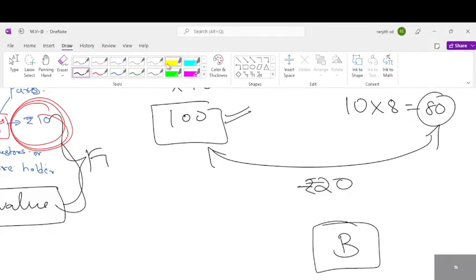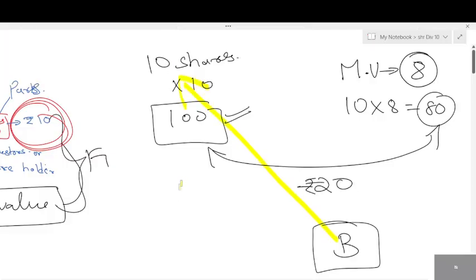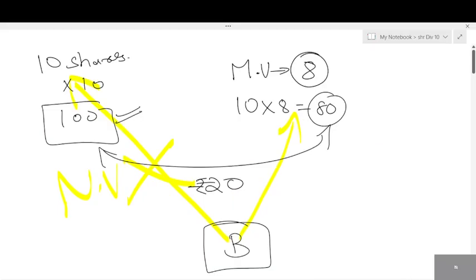B doesn't have to pay 10. Remember, B will never pay nominal value because the company is already started. It should always go with the market value. If any new investors want to join, they should always go with the market value. Remember this concept. Now from here I'll continue.